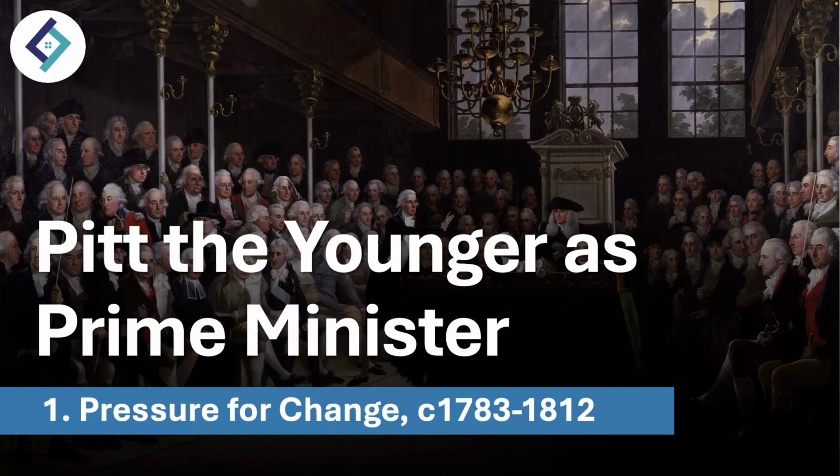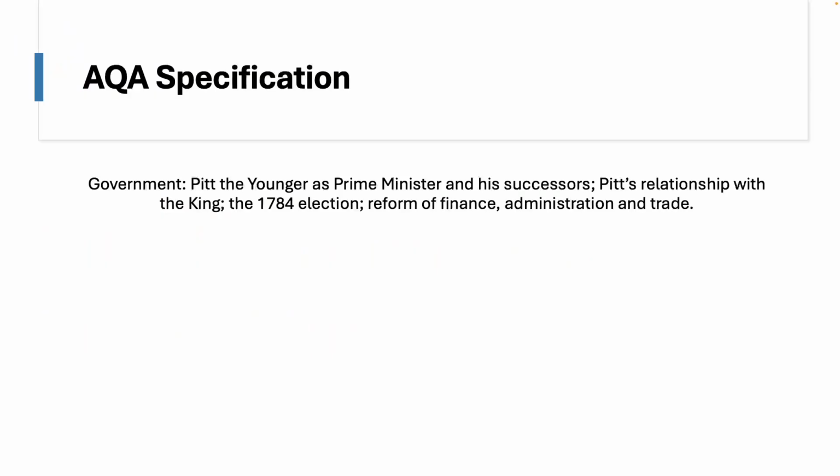This video is going to be looking at William Pitt the Younger as Prime Minister. Specifically, the AQA specification requires that we examine the role of Pitt the Younger as Prime Minister, as well as his successors. We'll talk about Pitt's relationship with the king, the 1784 election, which takes place immediately after he takes office, and the reforms to finance, to administration, and to trade.